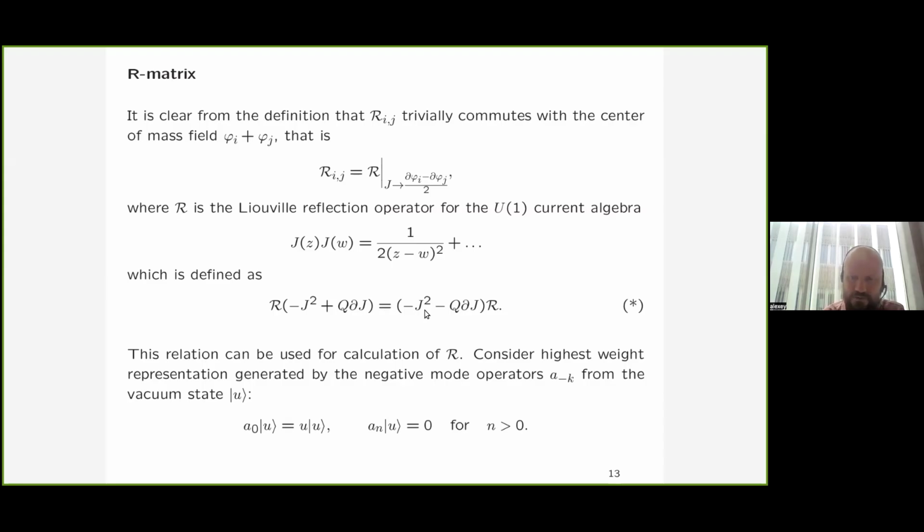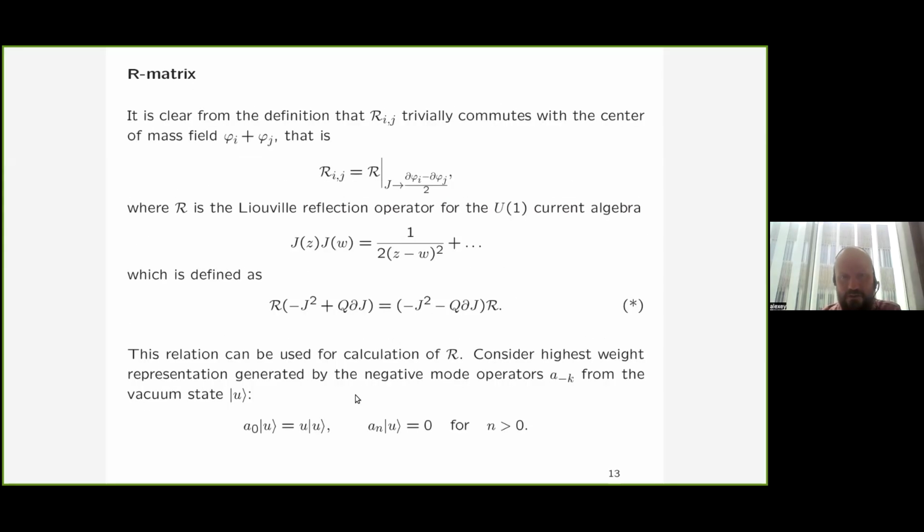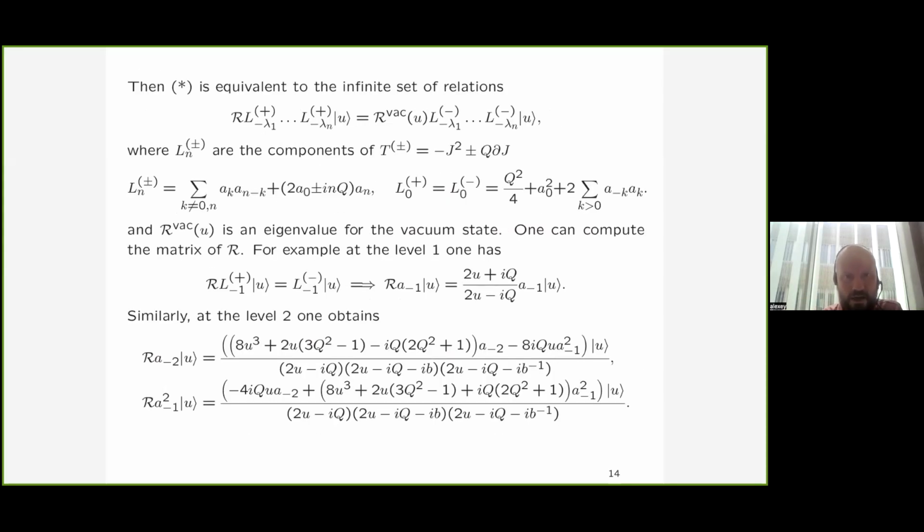It's not that convenient. It is more convenient to work in terms of modes. So as usual, it's not written here, but as usual, I expand. Let's say I work on a circle. I expand J in terms of Fourier modes, denoted by A with subindex n. And then I have this infinite set of defining relations.